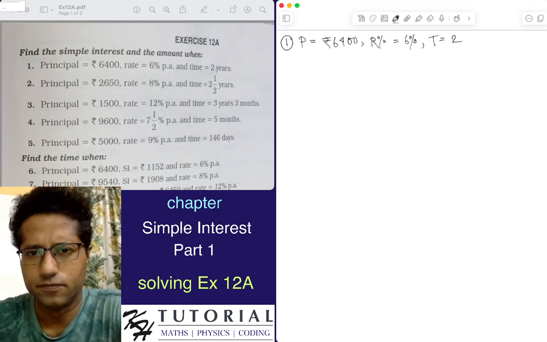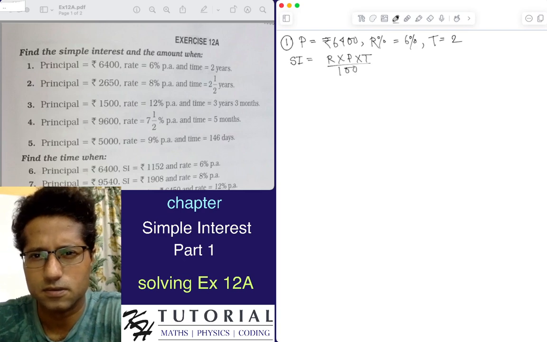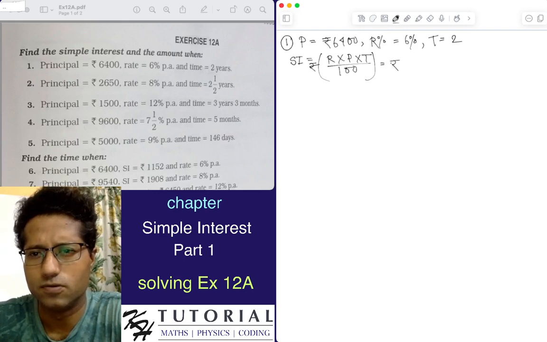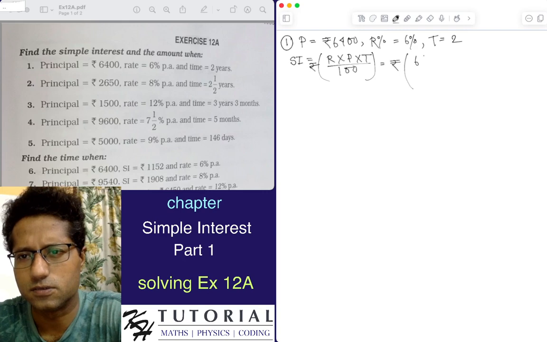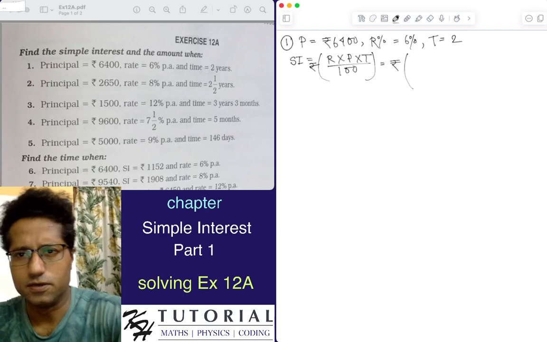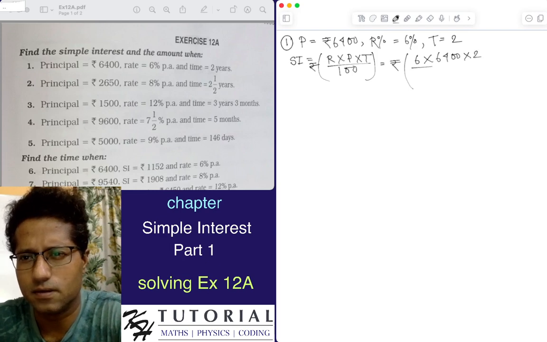Now it is asking simple interest. Finding the simple interest is pretty straightforward. It is RPT divided by 100, this much rupees. If you put the values, we get R is 6, P is 6400, and T is 2, divided by 100.